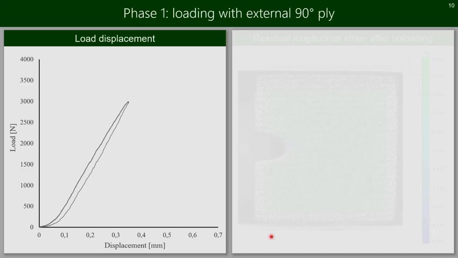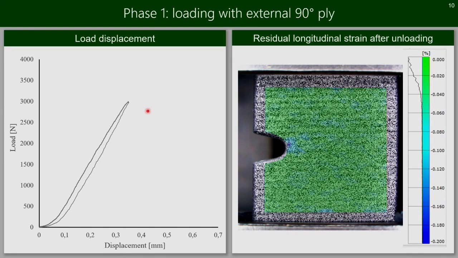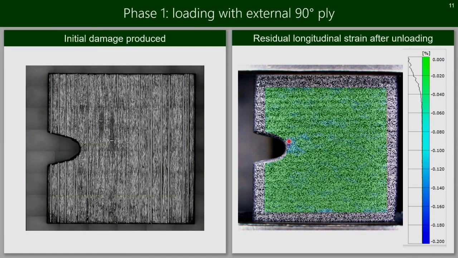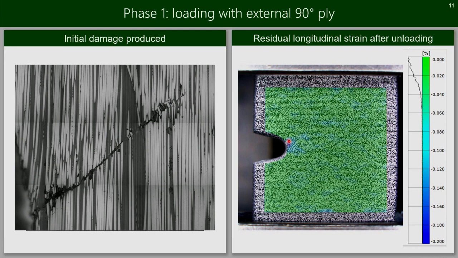As I said, for this test, we had an initial phase where we loaded and then unloaded the specimen with the 90 degree ply on, and we loaded it to 3 kilonewton. When we unloaded and analyzed the recording through digital image correlation, we saw some residual strain close to the notch, so we expected some damage inside the specimen. We polished it, we looked at this region, and this is what we found.